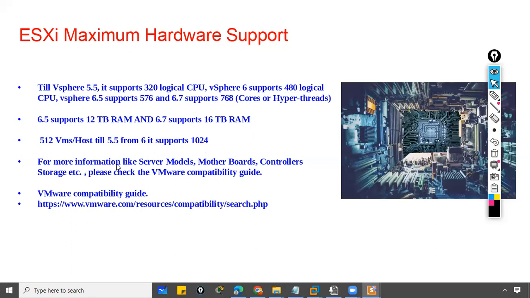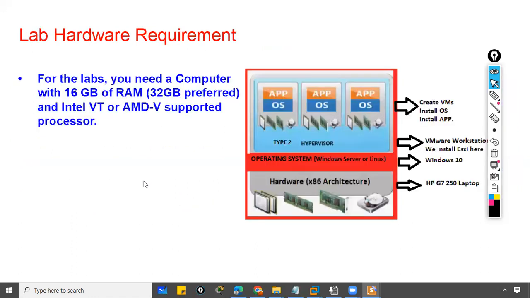And for more information like server models, motherboard, controllers, whatever the models this ESXi is supporting, you can check this compatibility guide. You can visit this website and you will get the complete information about the compatibility. Even if you are unable to decide which hardware to select, which server to select, you can take the help of VMware support. So we have seen the hardware support of ESXi in your real network.